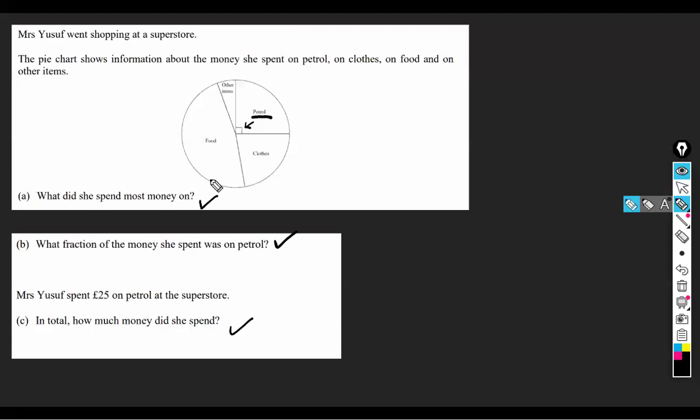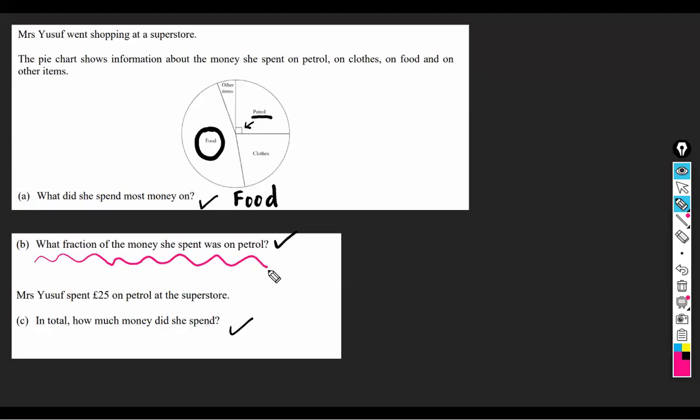What did she spend the most amount of money on? Now, the biggest portion here is food. You can clearly see that from the pie chart. So the answer for that one was food. I don't think I need to get into that one. A lot of people got this one wrong.